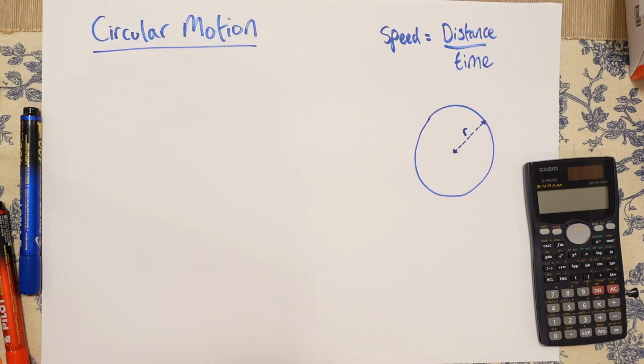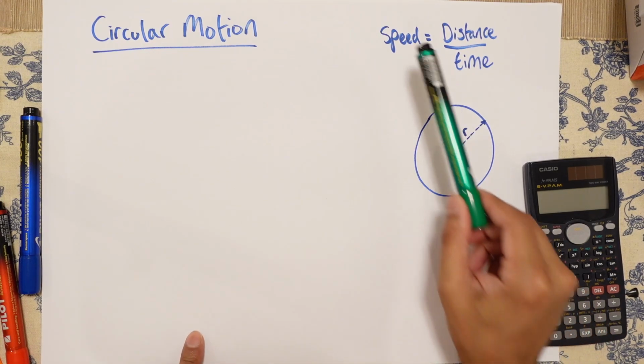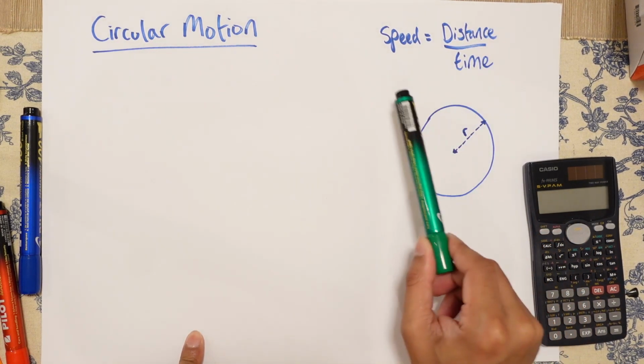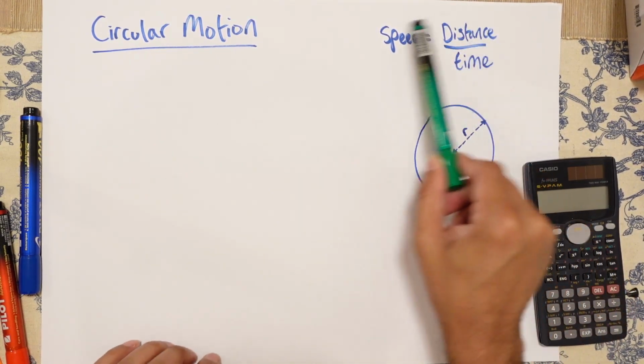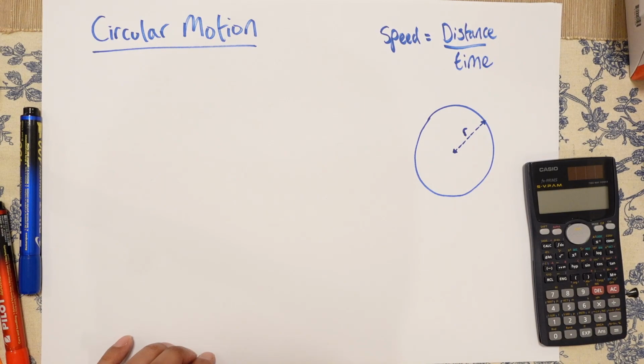Today we're going to be looking at circular motion. A couple of things that we need to know before we start. We have speed as distance divided by time. Now, even though this isn't really related to circular motion, it helps if you understand this equation here.